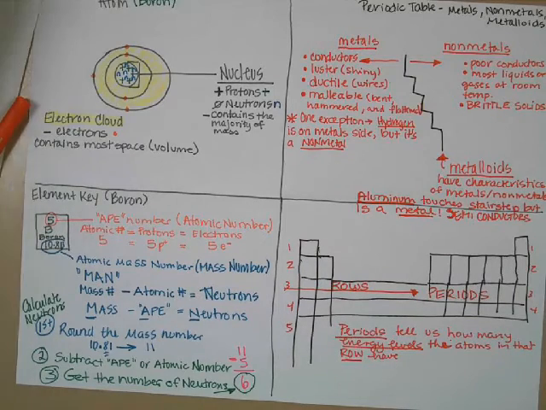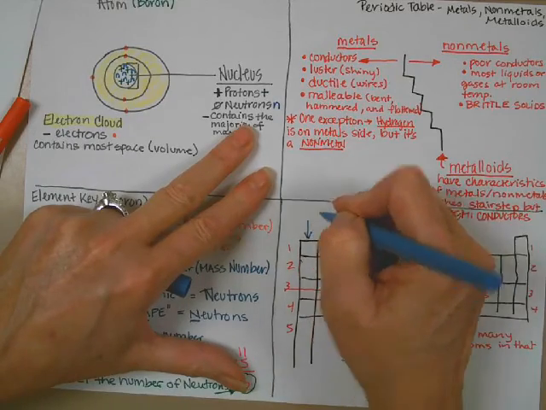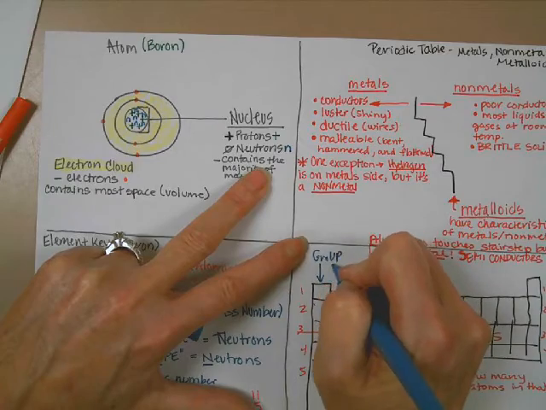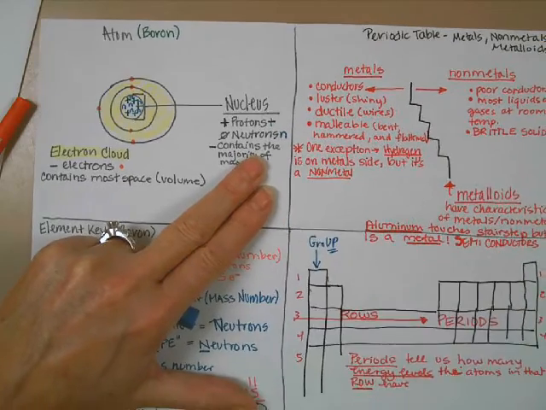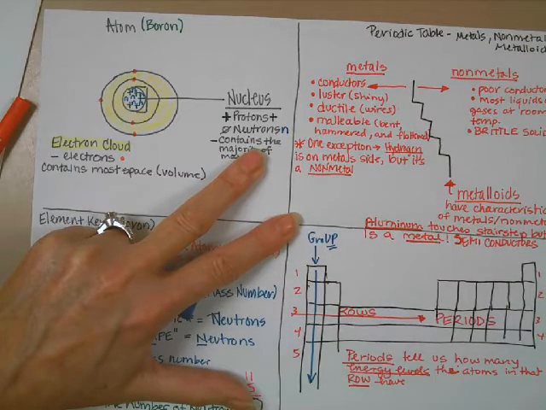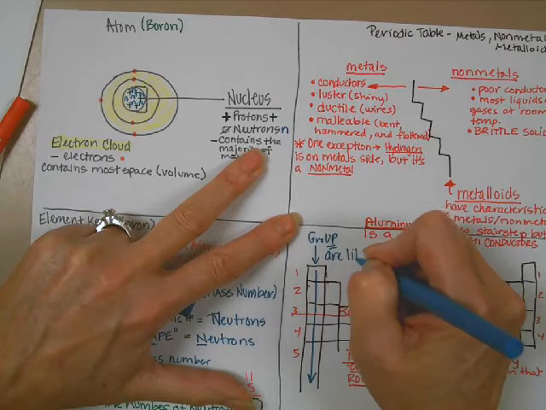The groups are the ones that go up and down. So remember, we said there's the word up in group. Groups go up and down. So every one of these is a group. And groups are like families.